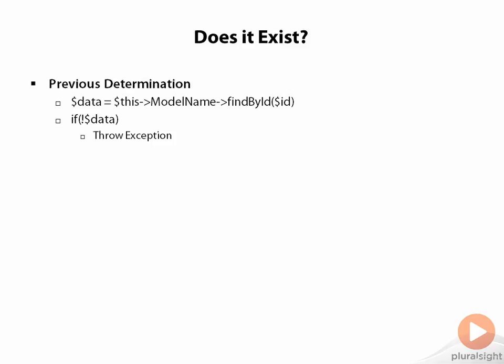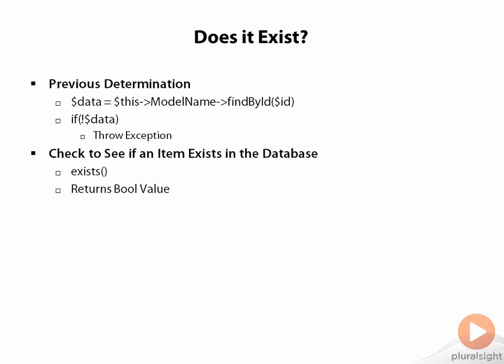In our previous coding, we determined if any data was returned from a query by using an if statement after we had already queried the database. For example, we would retrieve an item from the database by using the method findById and storing it in a variable, in this case, data. Then we would check to see if that data variable was set, and if it wasn't, then we would throw an exception. We can combine those two steps with the exists method.